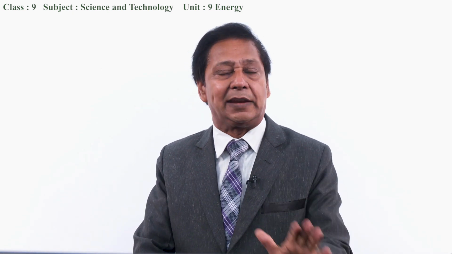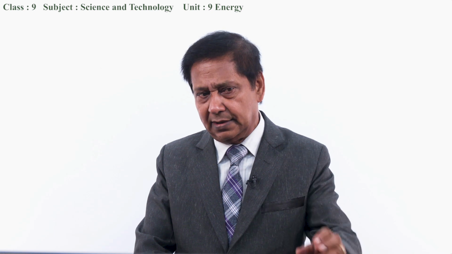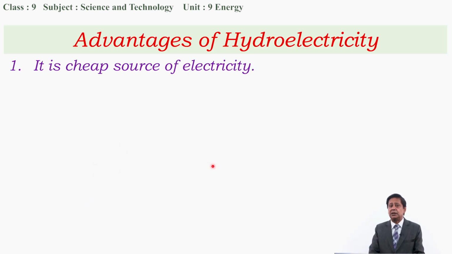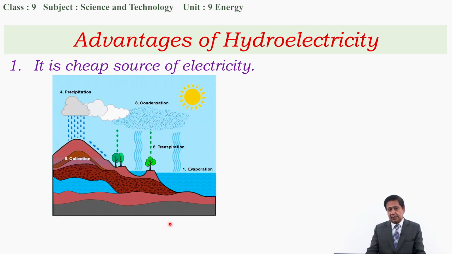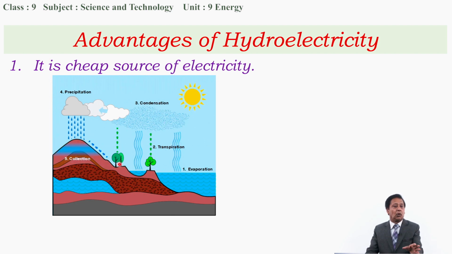There are many important advantages of hydroelectricity. What are they? Number 1, it is a cheap source of electricity. Hydroelectricity is cheaper than a thermal power plant. It is cheaper than a nuclear power plant. Why? Because hydroelectricity runs with the water collected in the dam. And when water is collected in the dam, then only it works.